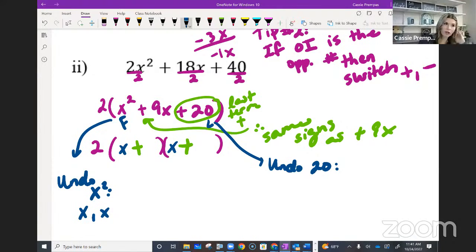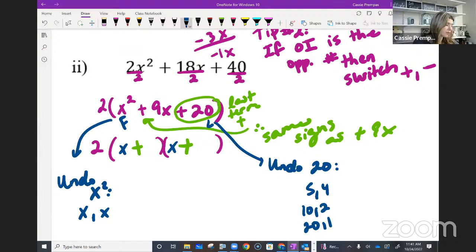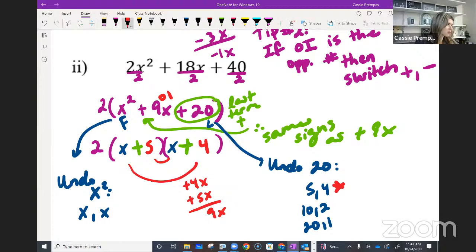And now I'm undoing the L in FOIL. What times what gave me 20? So what are factors of 20? 5 and 4. If those didn't work, what others could work? 10 and 2. And if those didn't work, 20 and 1, right? Which should we try first? 5 and 4. Why try 5 and 4 first? They're closest together. So let's try 5. Let's try 4. How do we know if we got it correct? Yep, measure with the middle one. So what's x times 4? 4x. What's 5 times x? 5x, and that comes out to be 9x. So we got it. And that's our final answer.